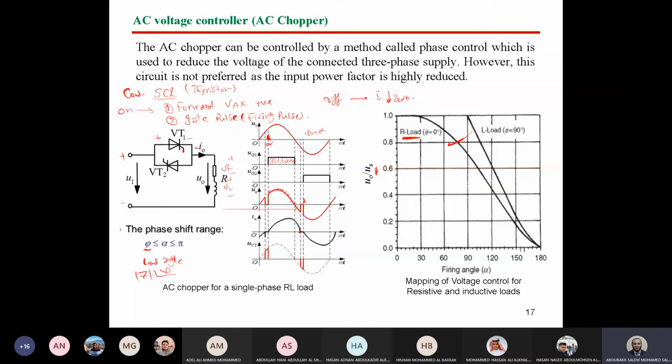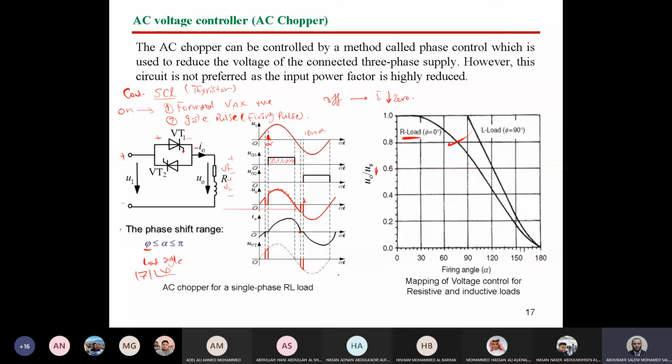However, this technique is not the most preferred one. Why? Because thyristors create a lot of problems in terms of harmonics. You can see here, we can say we rejected one part of the waveform. As you can see, this dashed part and this dashed part here are removed from the waveform. But it's a matter of minus and plus.